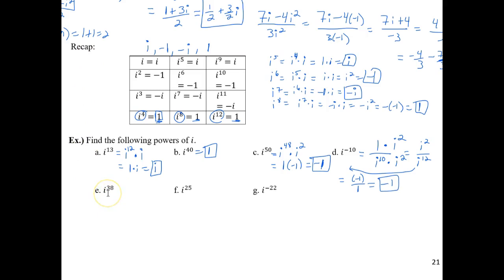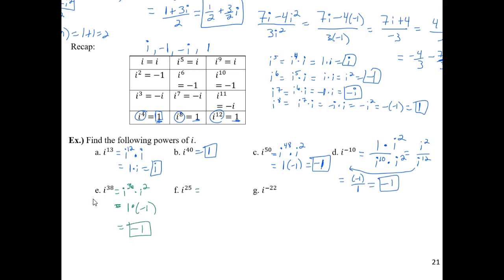Alright, part E, we have i to the 38th power. What is the closest multiple of 4 that's less than 38? Did you choose i to the 36th? Then that means that there's 2 left over to get to that 38 that we started with. And we know i to the 36th is going to be just a 1. And then i squared we know is negative 1. And 1 times negative 1 is negative 1.